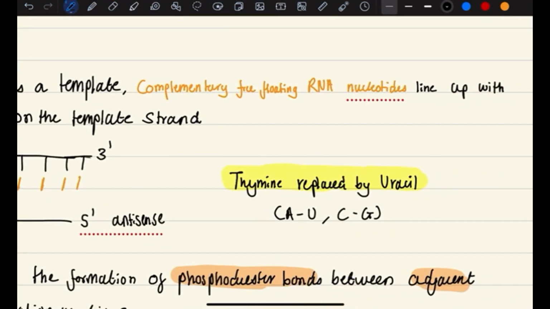Very important point. Say this every single time. In fact, we're going to put ticks next to it. This will get you a mark every single time in an exam. Thymine is replaced by uracil. Very easy mark to pick up whenever you're talking about DNA. When you're talking about transcription, just say thymine is replaced by uracil. So now your complementary pairings are adenine to uracil, cytosine to guanine.